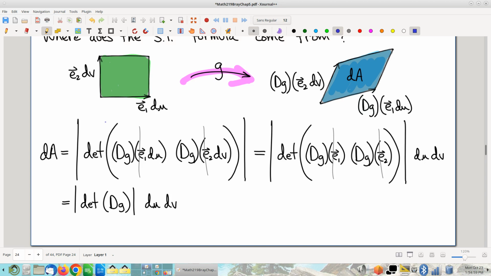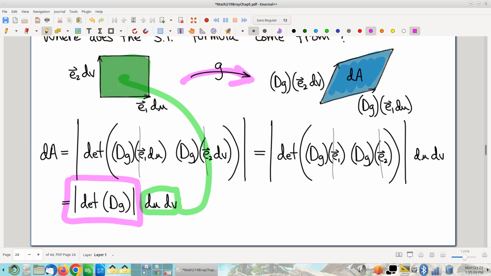Okay, so all together then, look what we've got. We've got this green area, du dv, multiplied by something to produce this light blue area, dA. So in fact, I have the output area as a scalar factor times the input area. There's our stretching factor, exactly what we claimed originally.